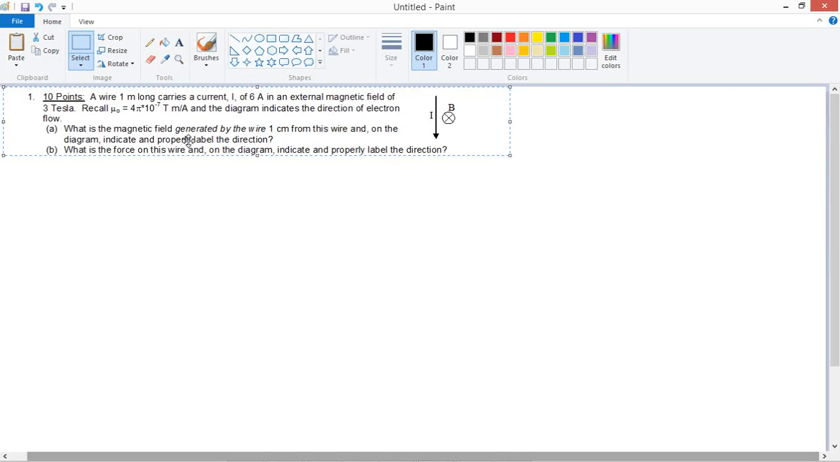The field generated by the wire, 1 centimeter away. We want to just look at 1 meter's worth of that wire for the forces. And this is the external magnetic field of 3 teslas.